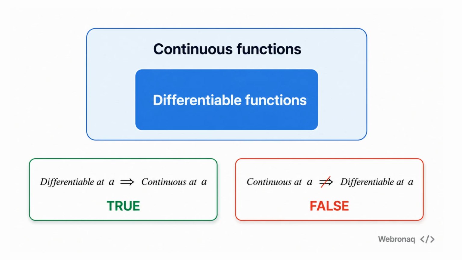But the reverse is not true. Continuity does not imply differentiability. A function can be perfectly continuous at a point, and still fail to have a well-defined slope there. Think of it as a one-way door. Differentiable gets you continuous for free, but continuous tells you nothing about differentiability. This asymmetry is what makes the next slide so important. We need to see exactly where continuity holds, but differentiability breaks down.